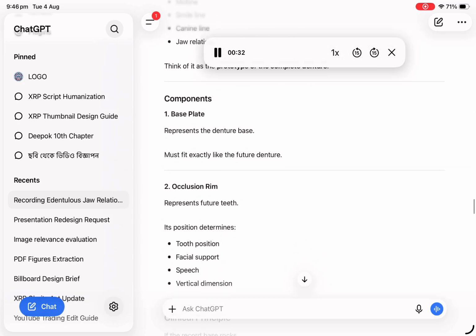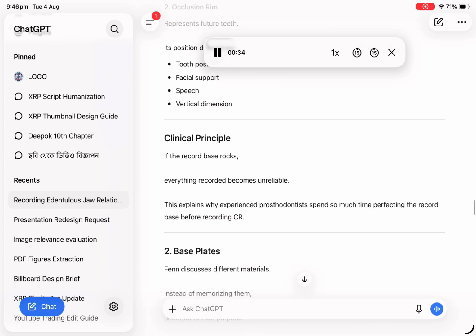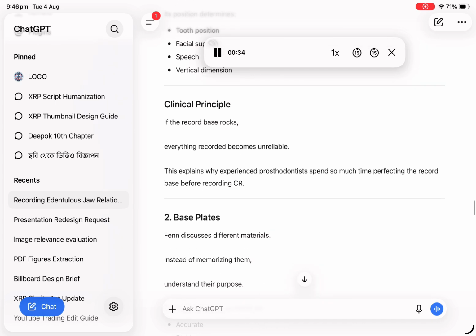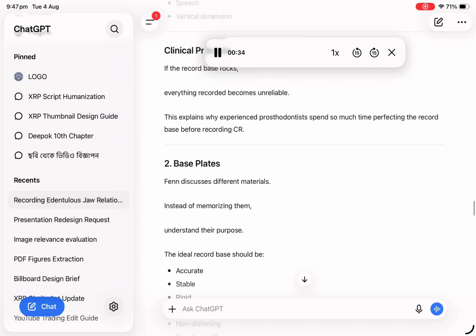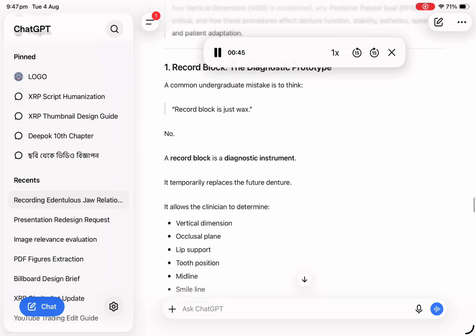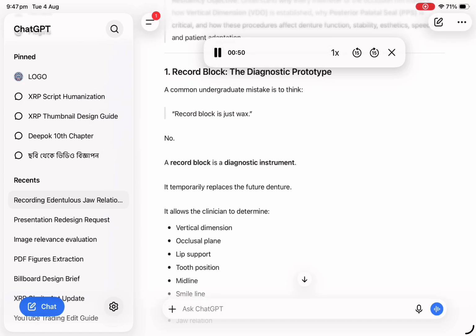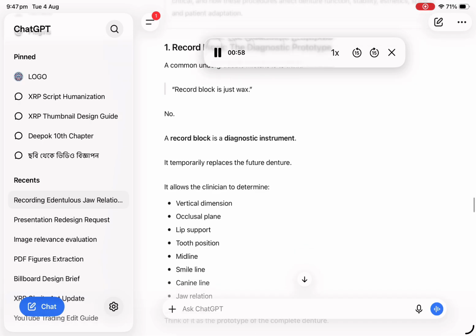Number 1. Record block. The diagnostic prototype. A common undergraduate mistake is to think, "A record block is just wax." No. A record block is a diagnostic instrument. It temporarily replaces the future denture. It allows the clinician to determine vertical dimension, occlusal plane, lip support, tooth position, midline, smile line, canine line, and jaw relation. Think of it as the prototype of the complete denture.